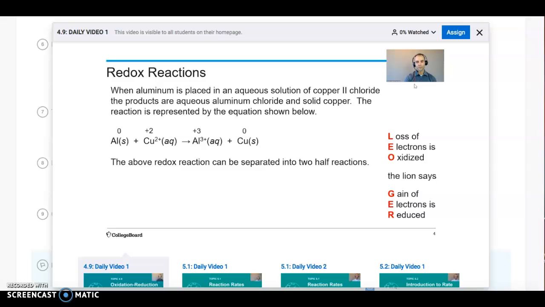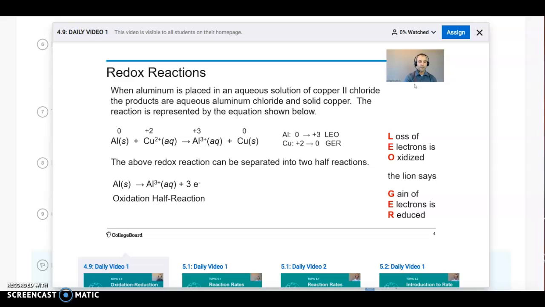Inspecting those and using our mnemonic device, Leo the lion says grr, we can see that aluminum goes from a 0 to a +3 and is oxidized, and copper goes from a +2 to a 0 and is reduced. Now we can write those half reactions.